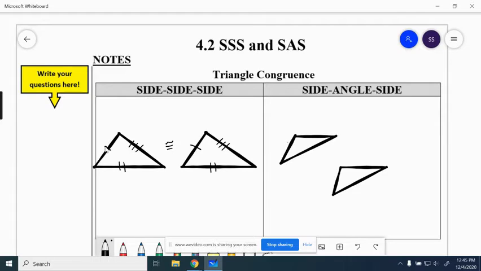So if I know that this side and this side are congruent, and this angle are congruent, and this side are congruent, well then I know that these are congruent because we have them in consecutive order. So we have side, angle, side. Okay.